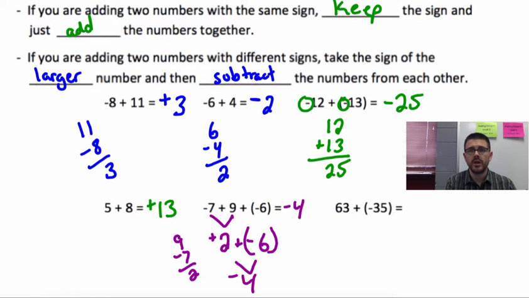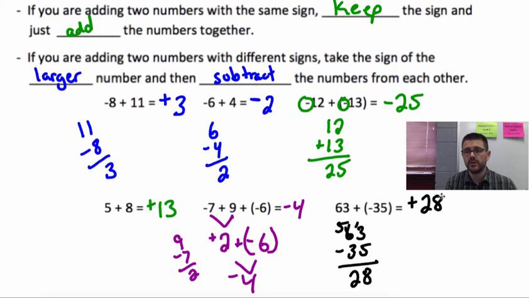So same thing goes with our last one here. 63 plus -35. So first thing to notice is they have different signs. It's a battle between the positives and negatives. Who's going to win? Well, the positives are going to win because 63 is bigger than 35. And I want to know how many I'm going to win by. So I have to find the difference between my numbers. And I get an answer of +28.